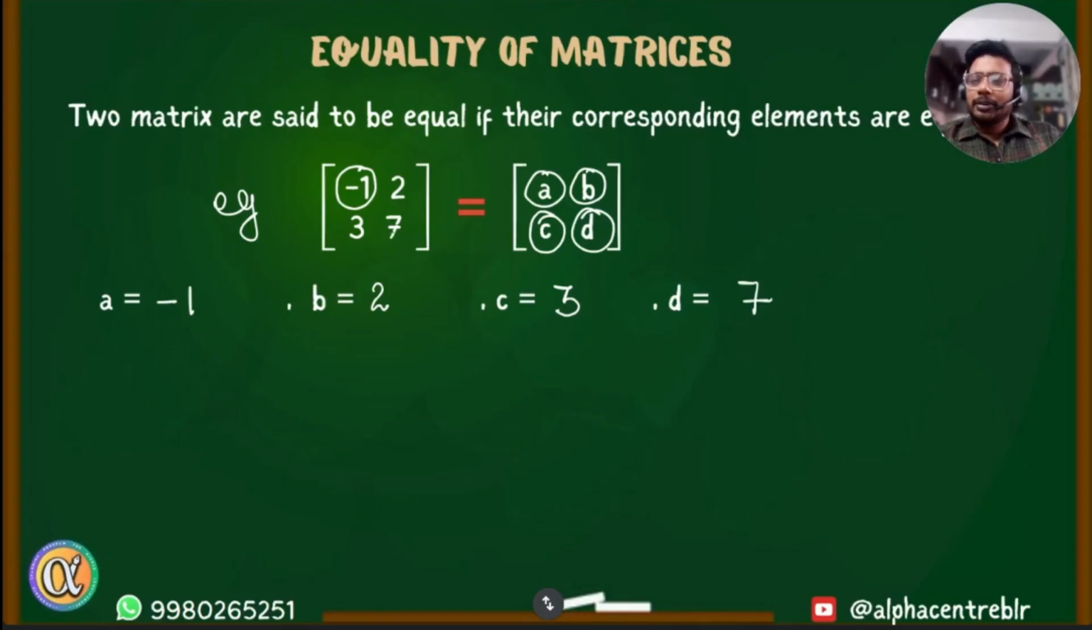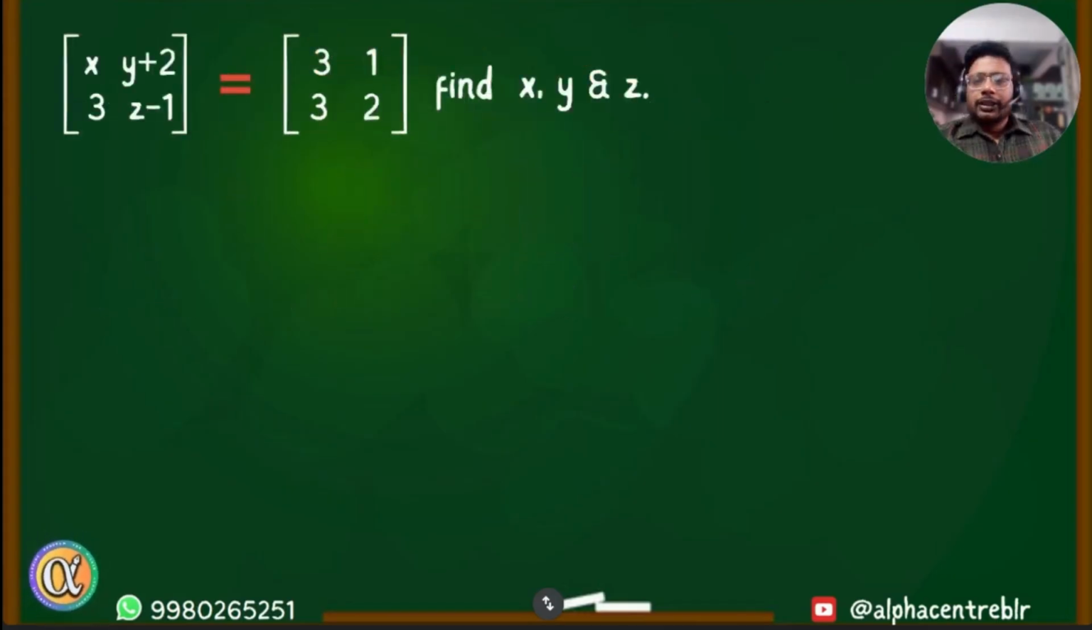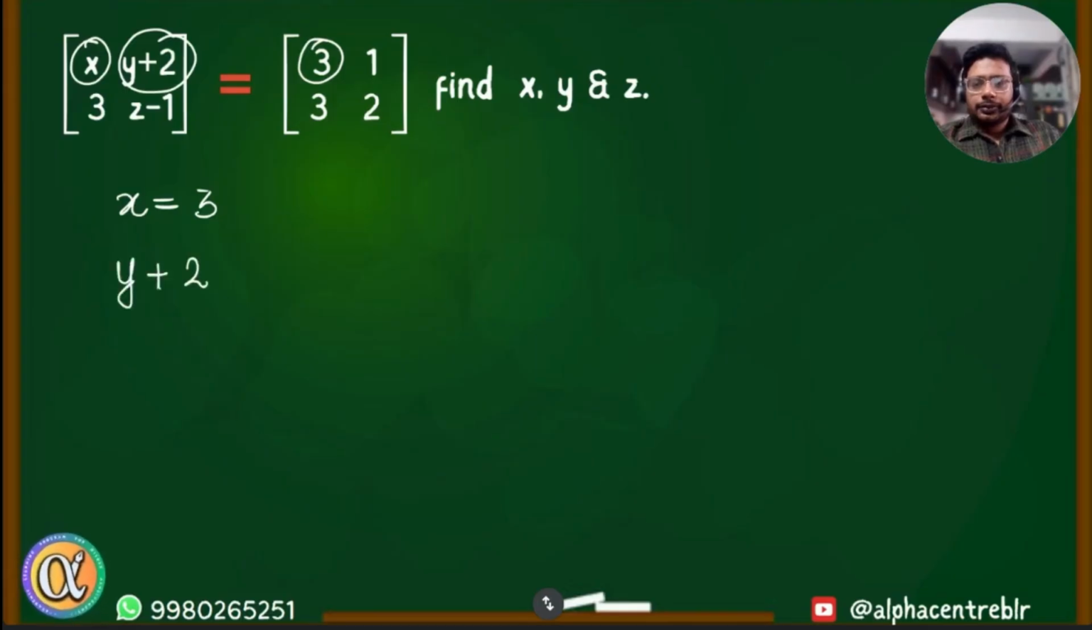Let's try one quick question based on that concept, which we just learned. Okay, it's given in this problem. To find x, I can compare the first two elements. So x is equal to 3. What about y? So y it will be -3. Are you sure? -1.